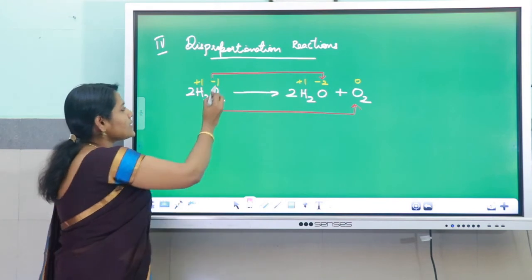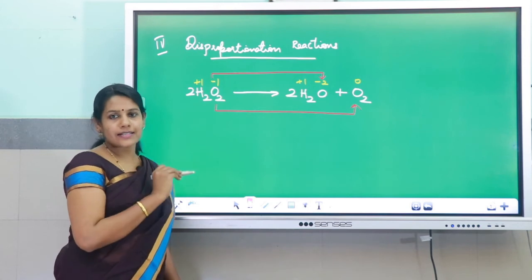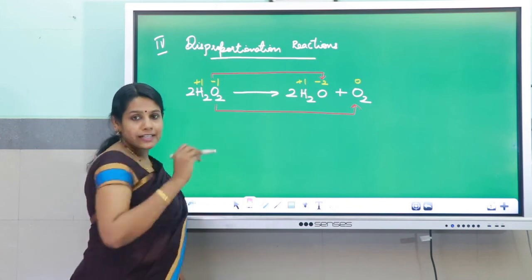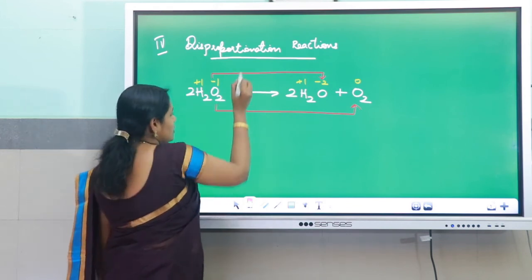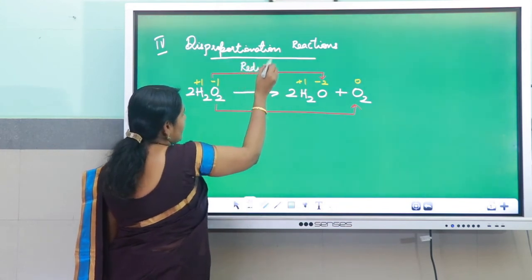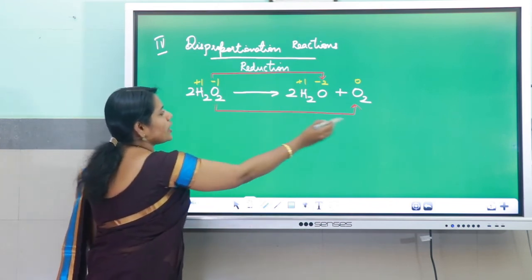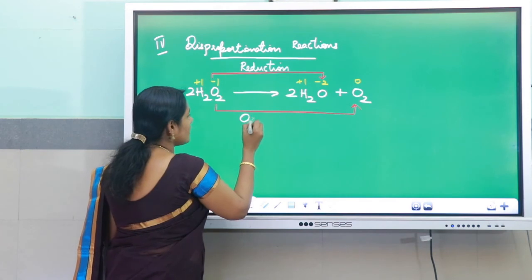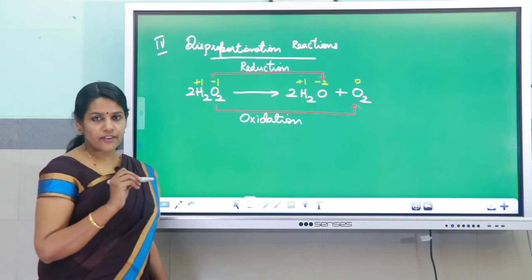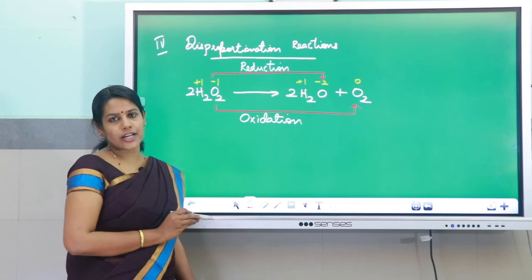So, here you can see that the same element, oxygen, undergoes oxidation as well as reduction simultaneously. That is, oxygen minus 1 is changed to minus 2. So, there is a decrease in oxidation number, that is reduction. Then oxygen minus 1 is changed to 0. There is an increase in oxidation number, that is oxidation. Such redox reaction in which the same element undergoes oxidation and reduction is called disproportionation reaction.